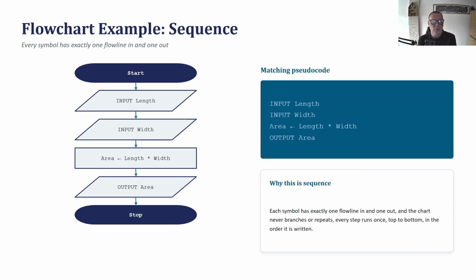Here's a basic example showing sequence, the program construct of sequence. We start, get the input for the length and the width. Then we do a calculation in a rectangle, which is process, and then we output the area in the parallelogram. Remember, all the input and output is done in parallelograms, and then we stop. So the pseudocode to match for that flowchart is there. Input length, input width. Area is length times width, and output area.